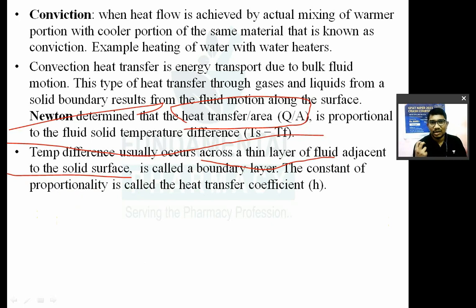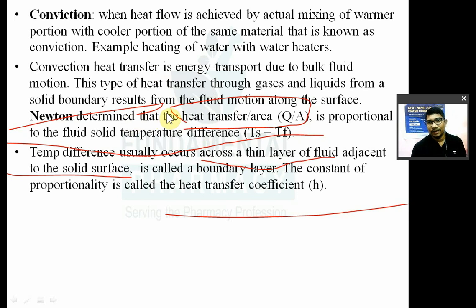So temperature difference usually occurs at that thin layer of fluid adjacent to the solid surface. That is known as the boundary layer. The constant of proportionality is called the heat transfer coefficient. Heat transfer per unit area, Q by A, is directly proportional to Ts minus Tf.